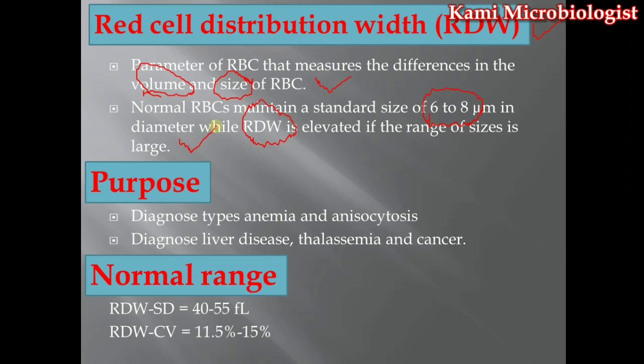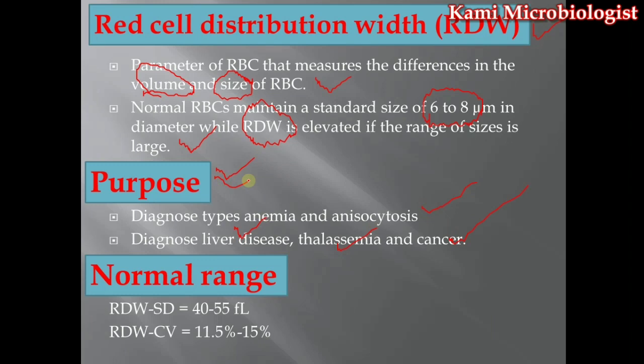Then we have the purposes of this test. Remember guys, this means the importance or the application of this test. We do not mostly use this test, because through this test we can find out anemia, anisocytosis, liver diseases, thalassemia and cancer, which we already talked about in the MCV, MCH and MCHC. Using these tests we can also find out the same type of diseases. That's why this test is not mostly recommended, and it is not a very important test.